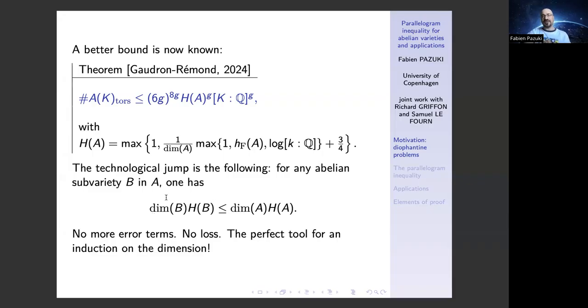So basically, they are able to prove that the Faltings height of B is less than the Faltings height of A. There's no error term. There's no loss. It's the perfect friend. You want to do an induction on the dimension. You're very happy to get something that looks like this. There's no error that piles up when you apply your induction. So this is nice. This is a nice improvement in the game.